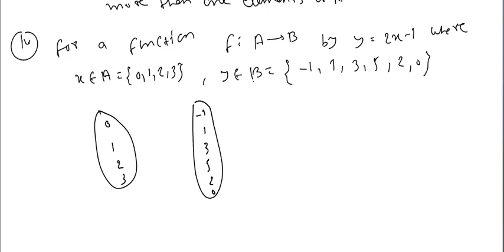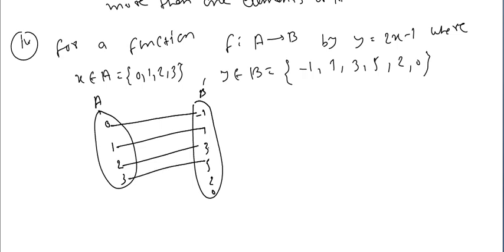Just see here, what is the definition of the function? The definition of the function is y equal to 2x minus 1. That is, if you put x equal to 0, then you will get minus 1. That is, 0 is associated with the element minus 1. If you put 1, then y is equal to 1. This is the B set and this is the A set, because y is a subset of B and x is a subset of A. If you put 2, that is associated with 3. If you put 3, then you get 5.